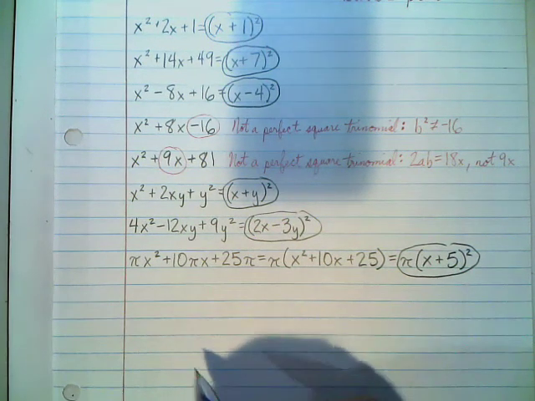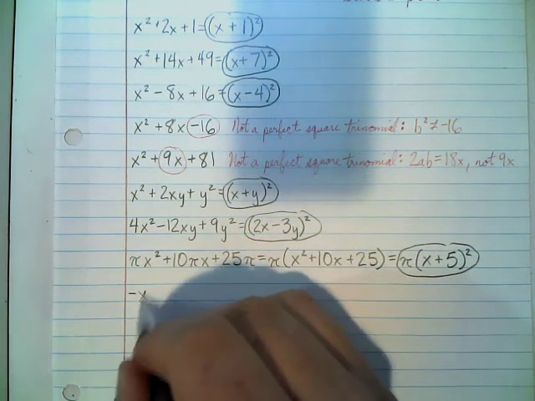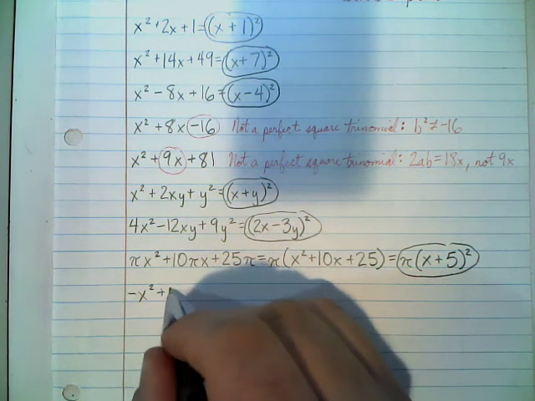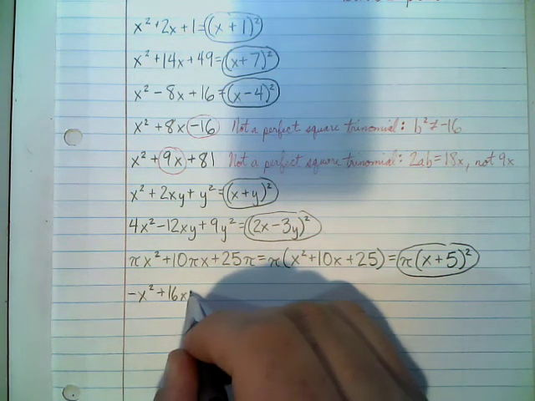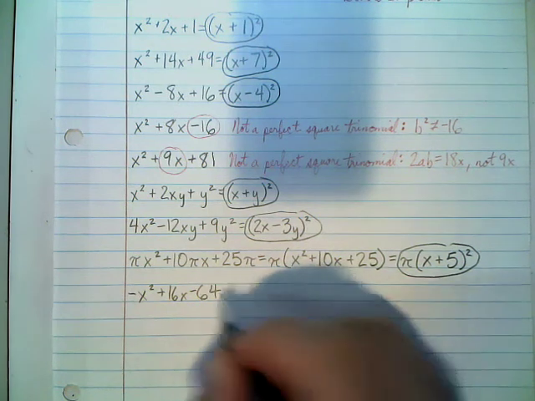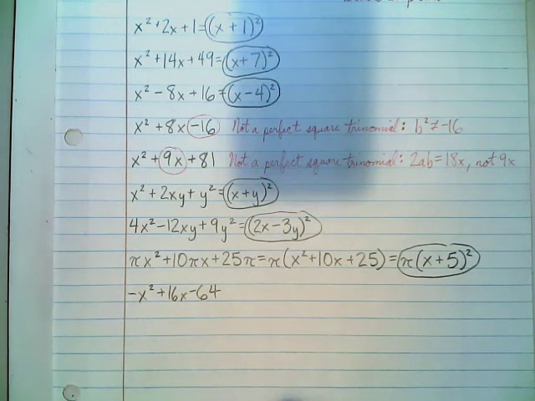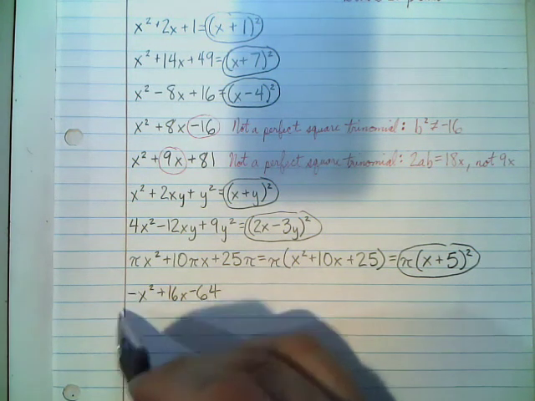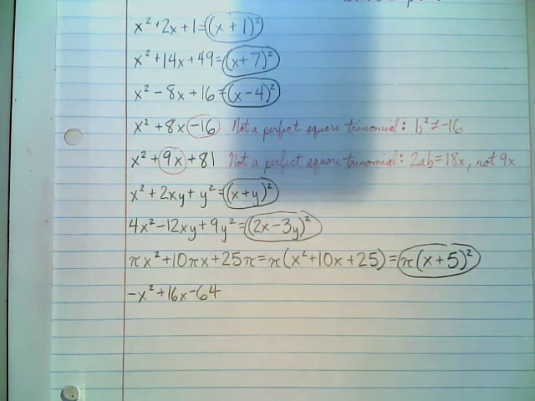All right, and our next example will be negative x squared plus 16x minus 64. So first things first, is this first term something squared? Is there something you can square to get a negative x squared? Obviously no, because when we square something, we don't end up with a negative.